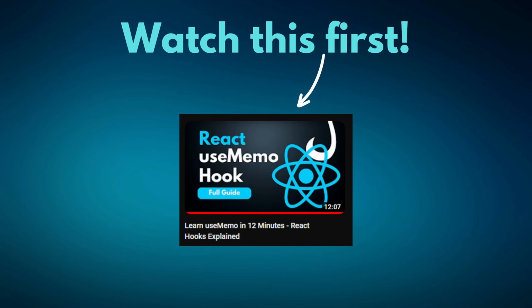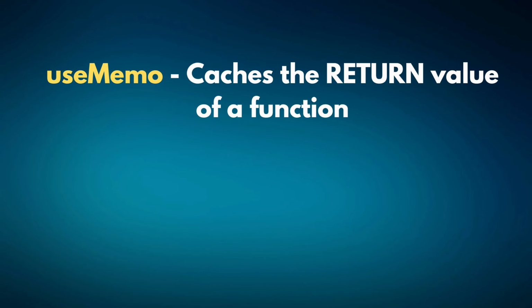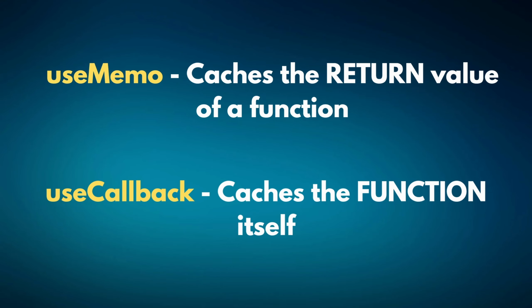If you understand how useMemo works, you will easily be able to understand how useCallback works because the hooks are very similar. Here's the difference between the two of them. useMemo is meant to cache the return value of a function, whereas useCallback is meant to cache the actual function itself. That is the only difference between them. Aside from that, they are practically doing the same thing. Let me quickly elaborate on this before we get into our code.